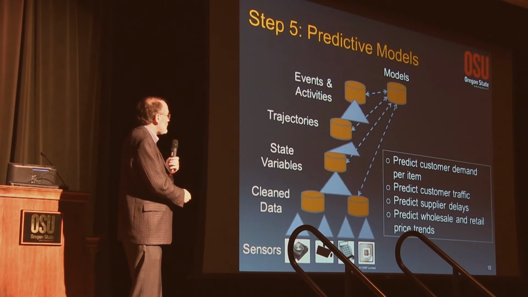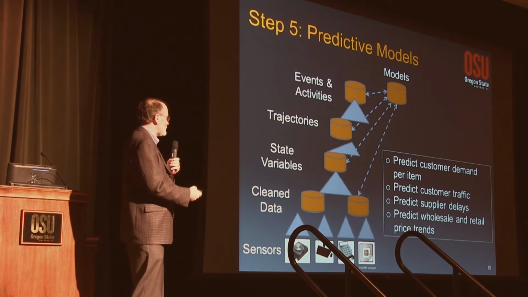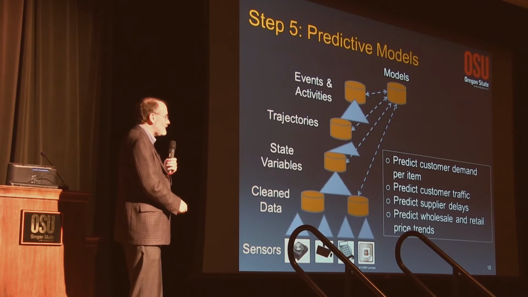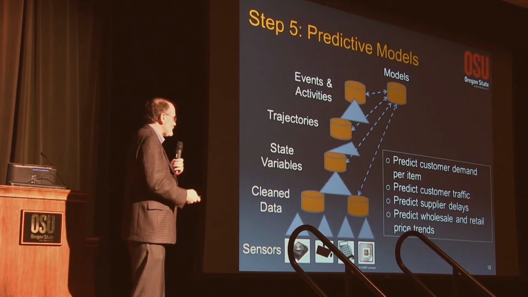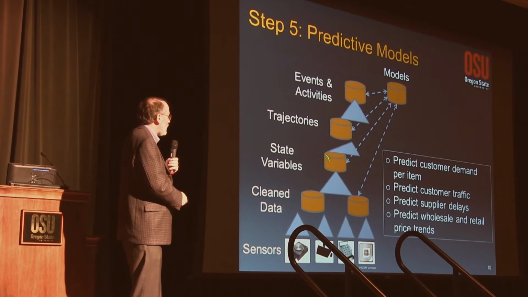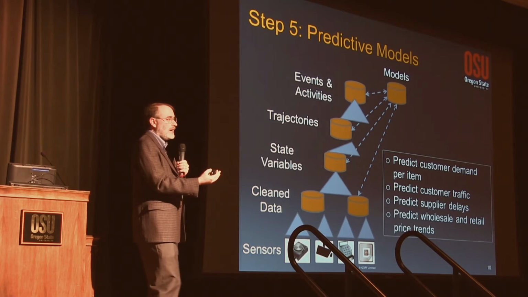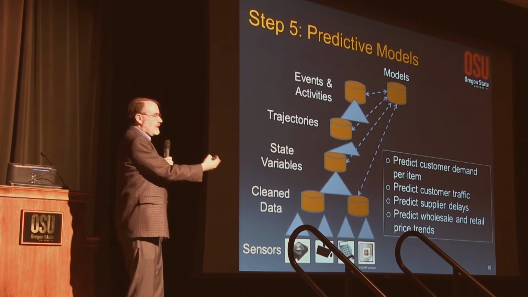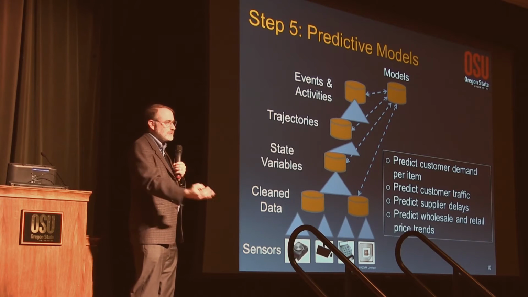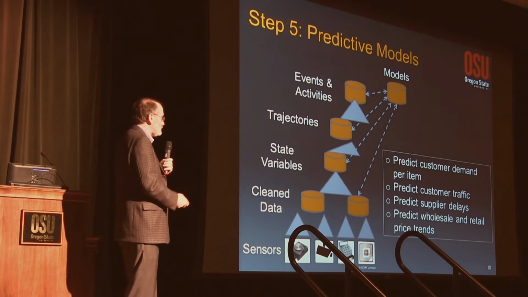And then something that underlies all of this is building models of the system. So at the level of data cleaning, we use models of the typical temperature behavior or the correlations between multiple sensors. We might be wanting to predict customer traffic at the state variable level, and we might do that based on all kinds of things. We might know about current marketing campaigns, maybe the weather, the timing of the Super Bowl. All kinds of different things could be influencing this.